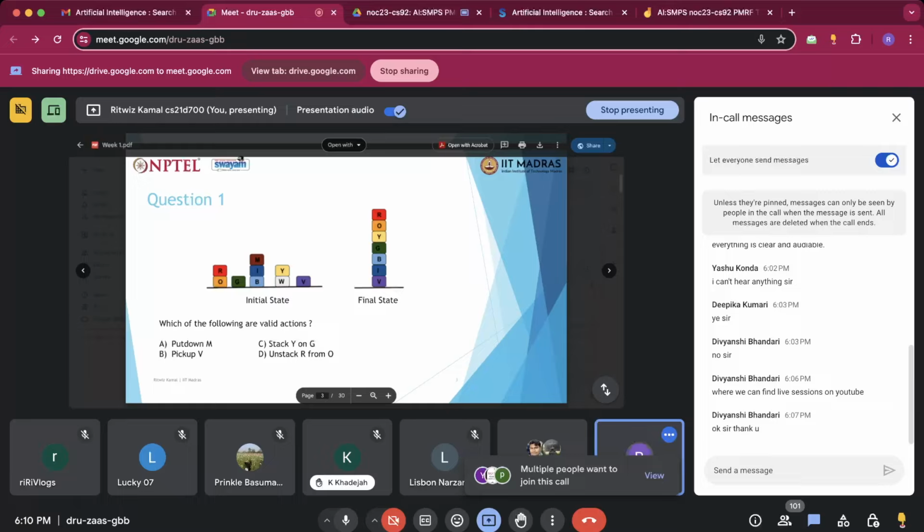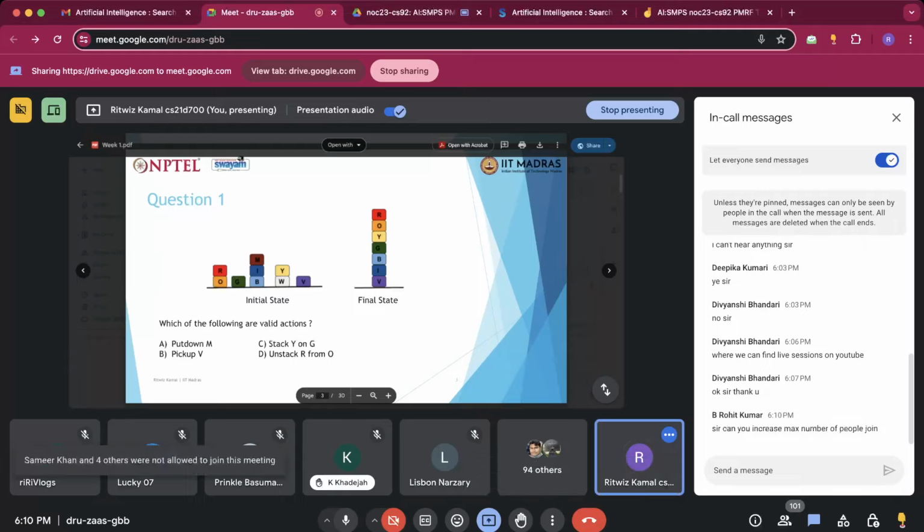You have to make the robot take a certain set of actions one after the other, so that you go from the initial state to the final state. That is the whole idea of the problem, but you don't have to solve the whole problem right now. For now, the question asks which of the following are valid actions among the four options given to you.